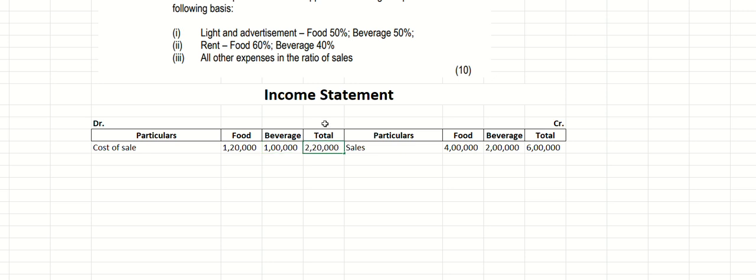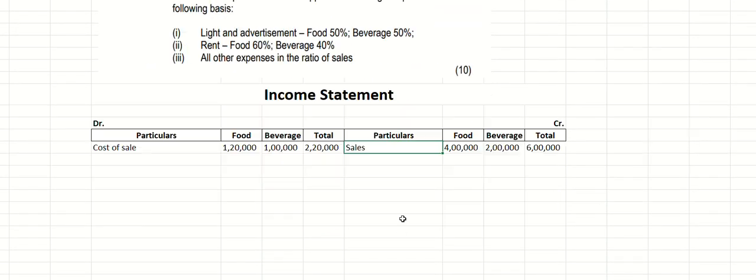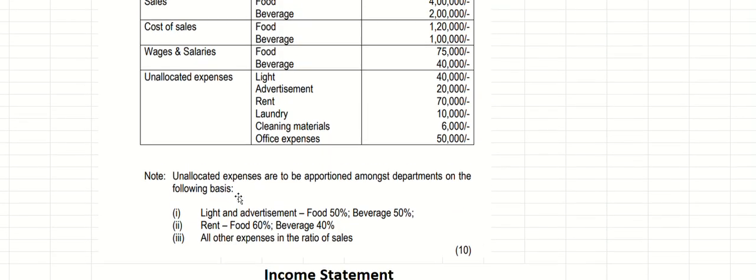What do you mean by cost of sale? Cost of sale means the amount you have spent to bring up something, whatever it may be. The amount you have spent to bring up something for sales. The cost of things that are sold. Okay, that is called cost of sales.